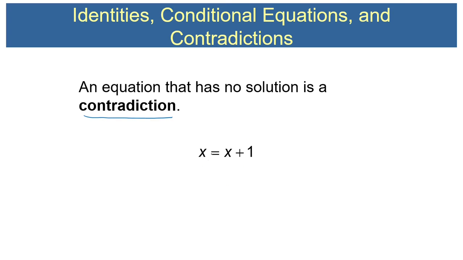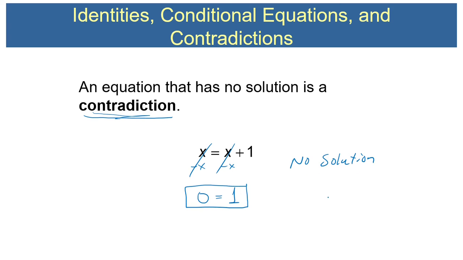Let's consider this, where we have x equals x plus 1. If you were to try to solve it, you would subtract x from both sides, and 0 equals 1. This is a false statement. This is not true at all. It is known as a contradiction. In this case, we would say the solution is no solution, or we could write out the symbol for no solution as a circle with a dash through it. This is the symbol for no solution.